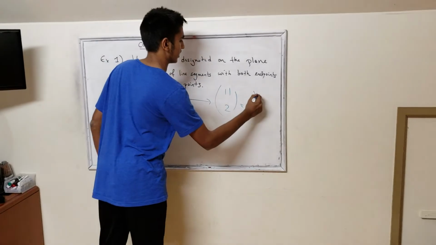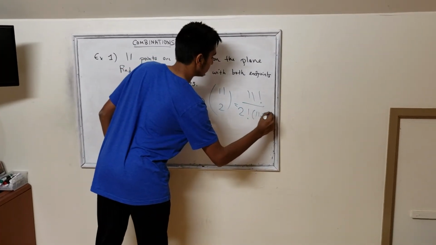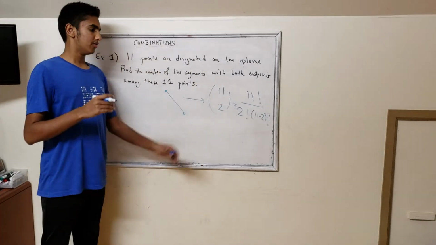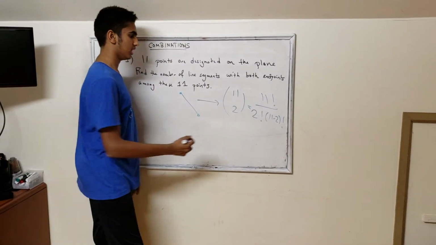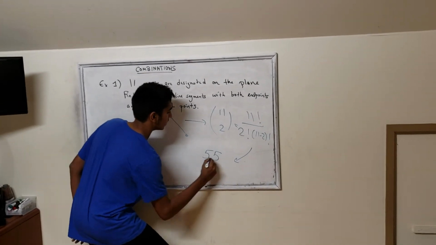And that's 11 factorial over 2 factorial times 11 minus 2 factorial, which is 9 factorial. After expanding everything out and simplifying, we can get that this is just 55. And that's our answer.